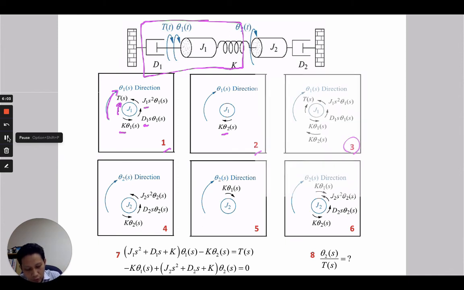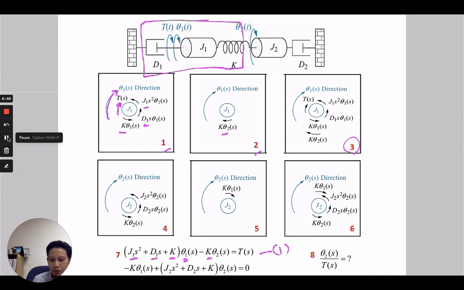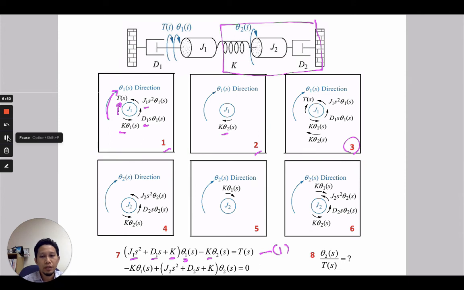So for theta 1, it is a summation of the inertia J1, the viscous damper D1, and the spring K in the theta 1 direction, and then we also need to consider the K in the theta 2 direction. The summation of all this equals the torque given to J1. So now we have found the first equation of J1. Next, we proceed to the next inertia, J2. So we need to consider J2. For J2, there is no torque applied.